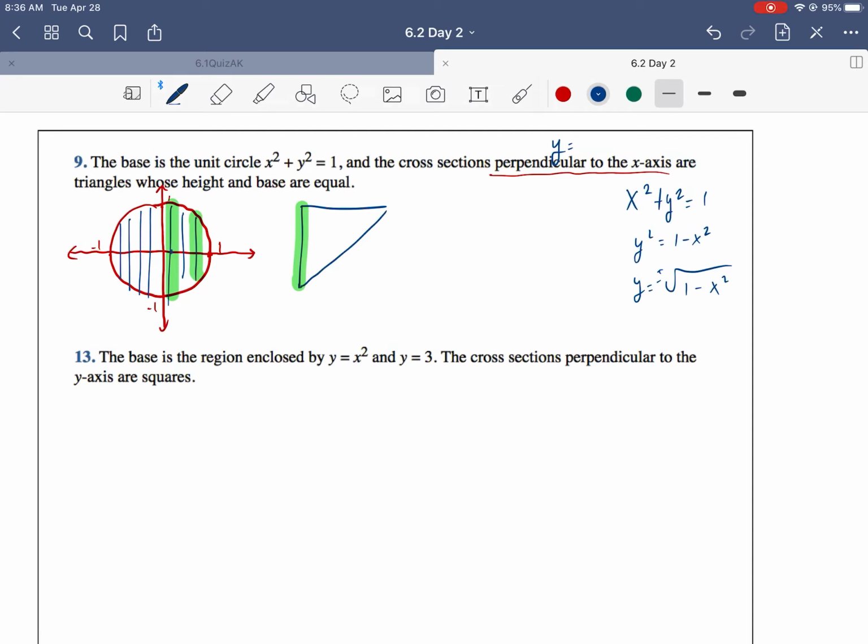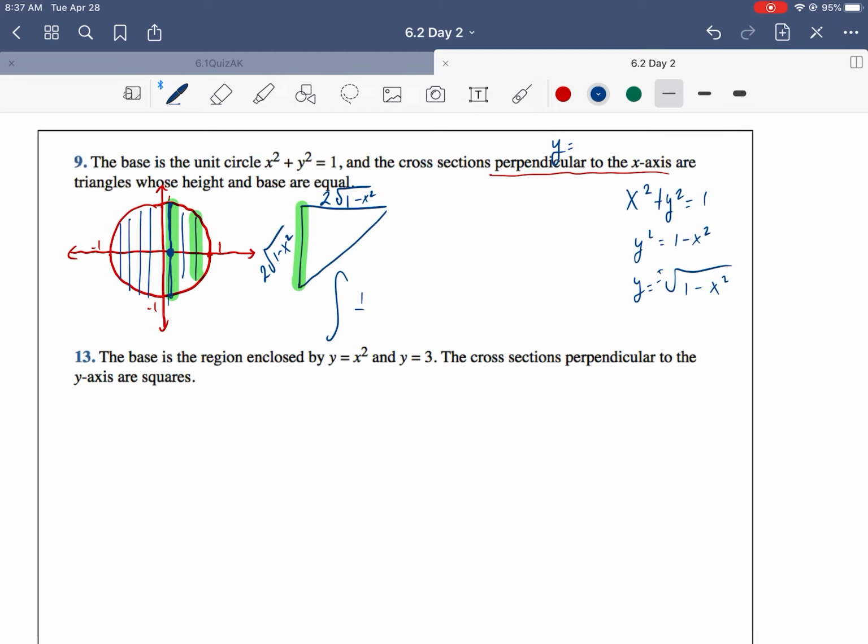I have that symmetry going on, right? If I just did y equals, I would only get half of the triangle's base. So I do need to double the square root of 1 minus x squared. The height and the base are the same, so this height is also 2 square root 1 minus x squared.